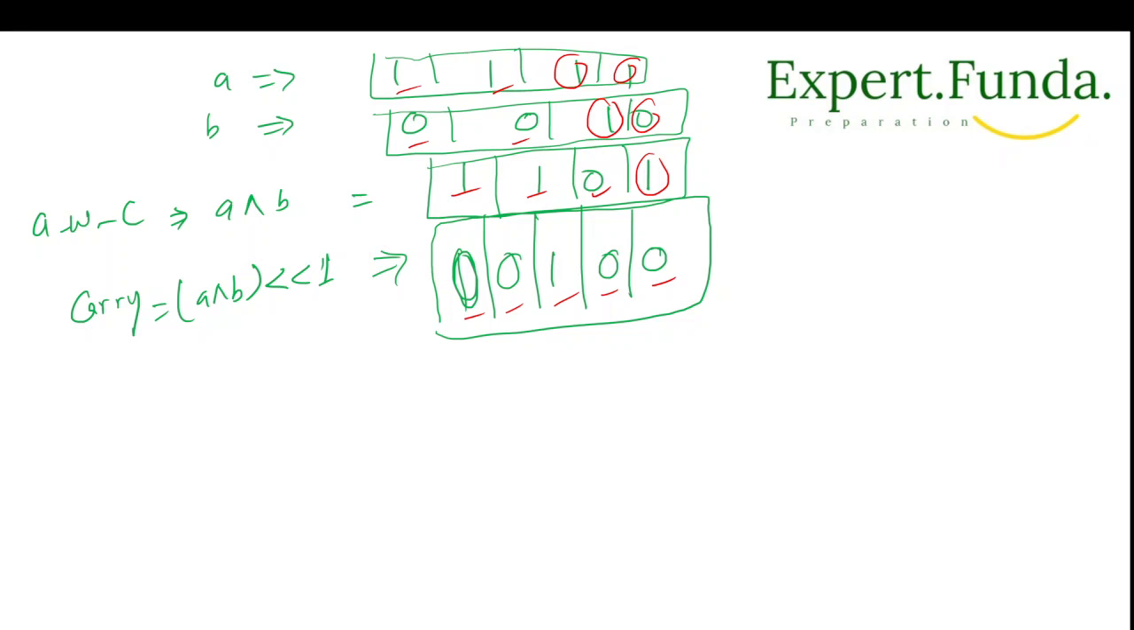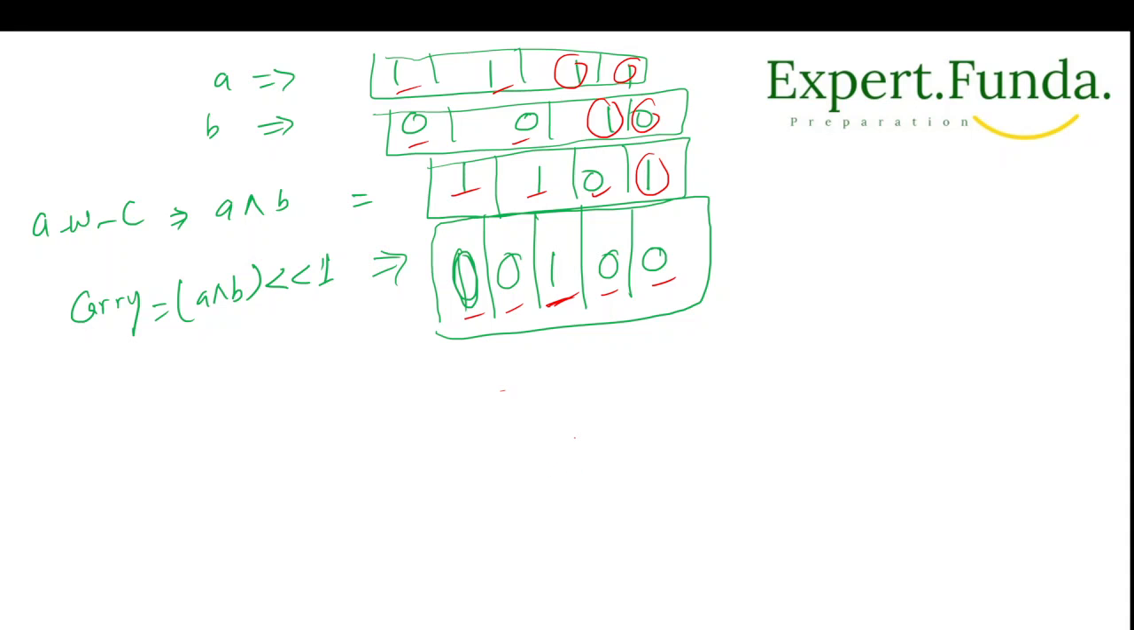Now the problem is reduced, right? We have to find the sum of the answer without carrying and the carry. So it's the same problem, the sum of two numbers. We should solve it with a loop and a conditional statement: while carry is not equal to 0, then what will we do? So what approach should we take?